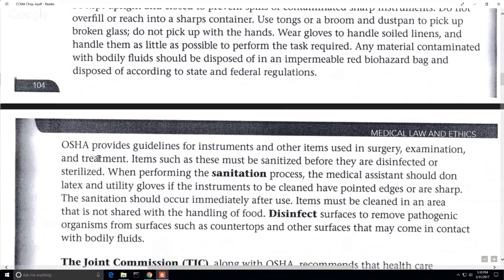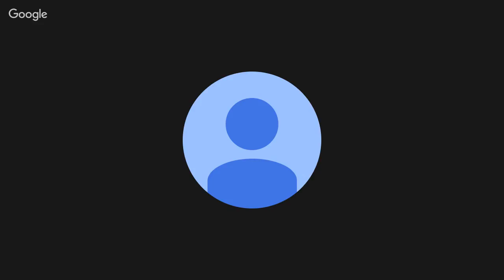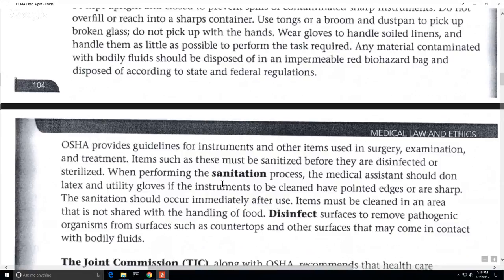Now, OSHA provides guidelines for instruments and other items used in surgery, examination and treatment. Items such as these must be sanitized before they are disinfected or sterilized. That is also a question. Now, before sterilization of the instruments, what needs to be done?